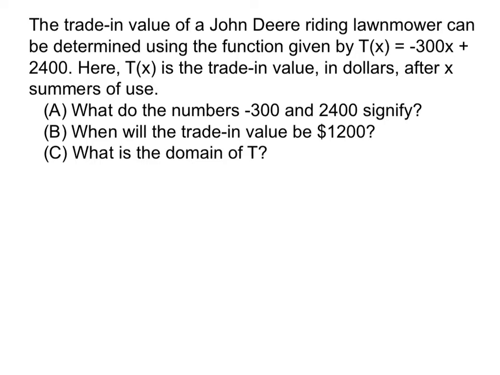A. What do the numbers negative 300 and 2400 signify? The numbers negative 300 and 2400 correspond with our slope and our y-intercept. The slope is going to represent the rise or the fall of the trade-in value. So negative 300 can be considered as the depreciation value each year, how much it depreciates each year.